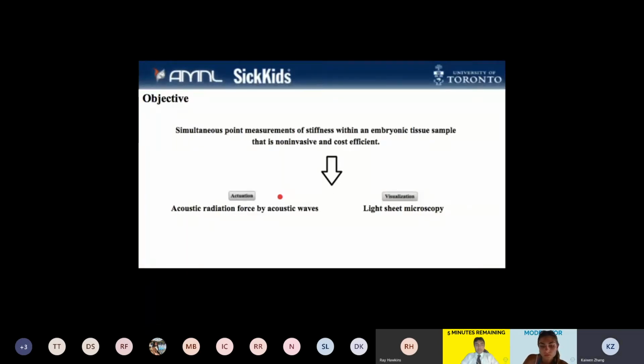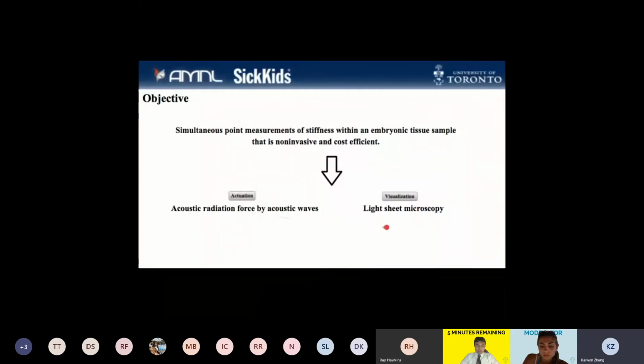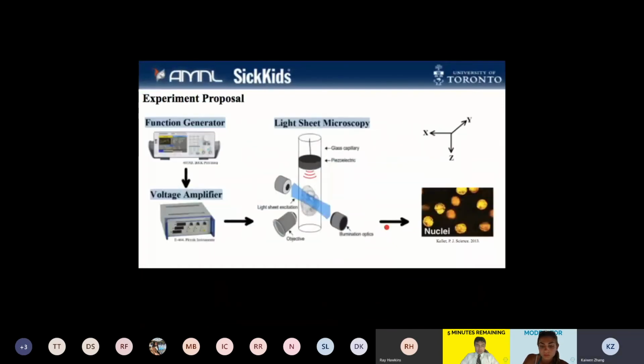So what we're hoping to achieve is simultaneous point measurements instead of point-to-point in a non-invasive manner at low cost. If the cells within a tissue sample can be examined simultaneously, we would be able to increase the throughput. And we found that a combination of acoustic waves, which generate acoustic radiation force as the actuation method, and light sheet microscopy as the visualization method, has the potential to overcome the limitations we're concerned about. We then designed an experiment of a couple of parts.